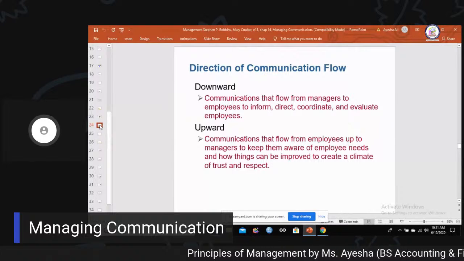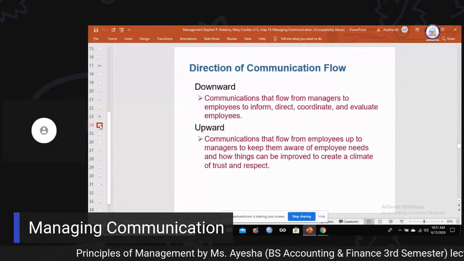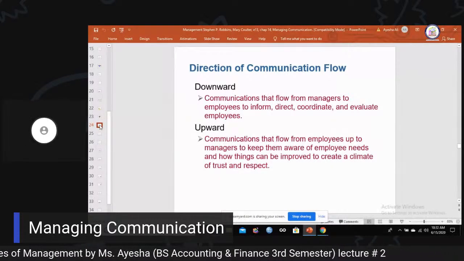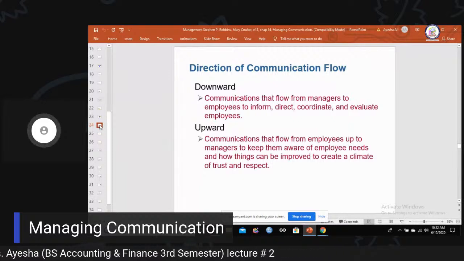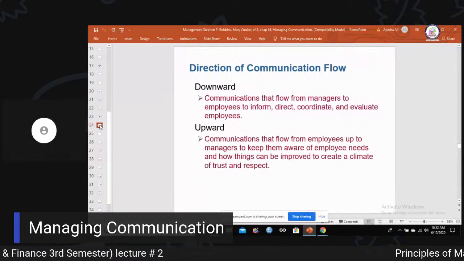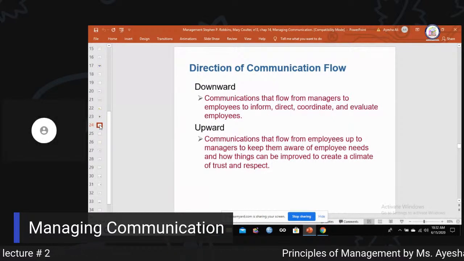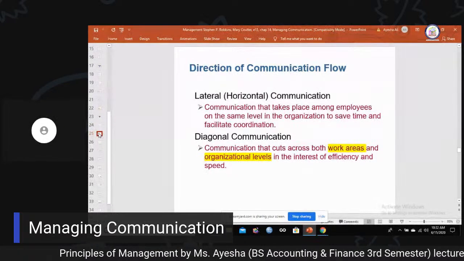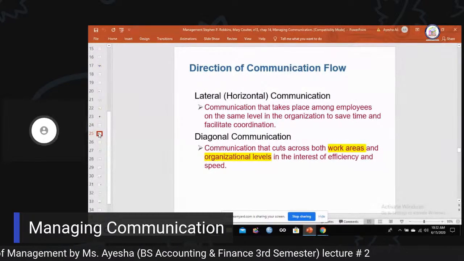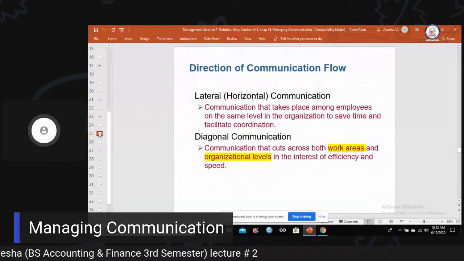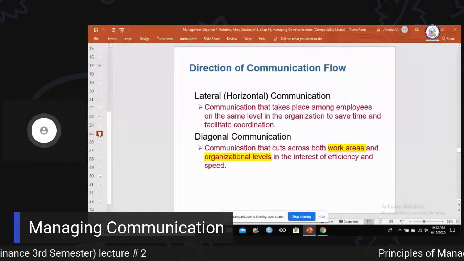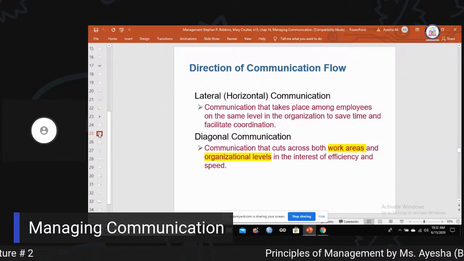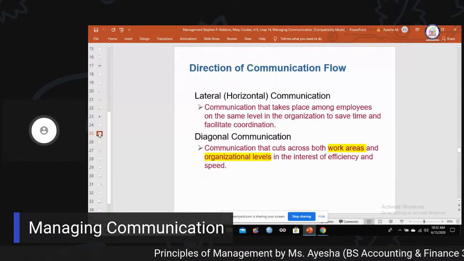So this is the benefit of upward communication. In this, the employees feel more satisfied, more relaxed, and more happy with their bosses. Okay, then we have lateral or horizontal communication. Basically, lateral horizontal communication is the communication which occurs on the same level in the organization. It saves our time and facilitates us.